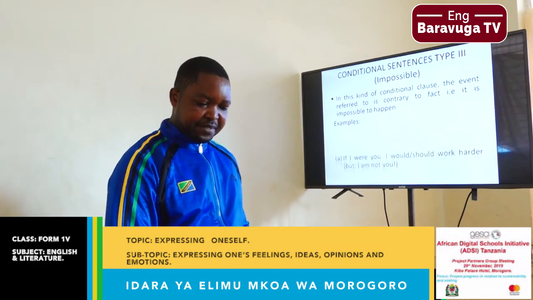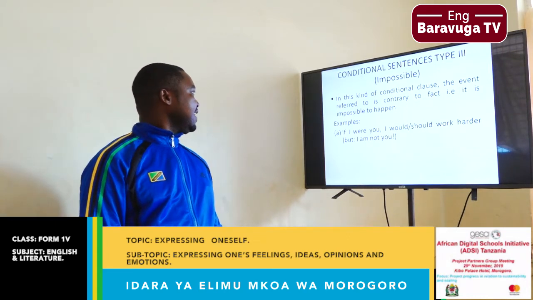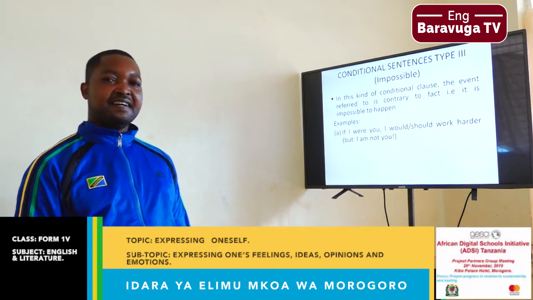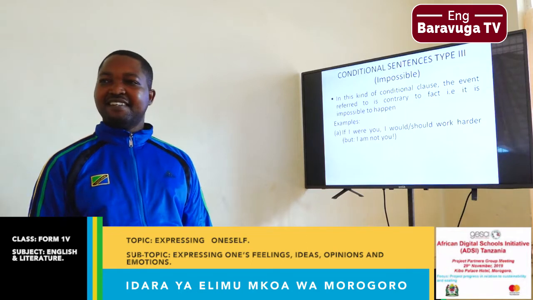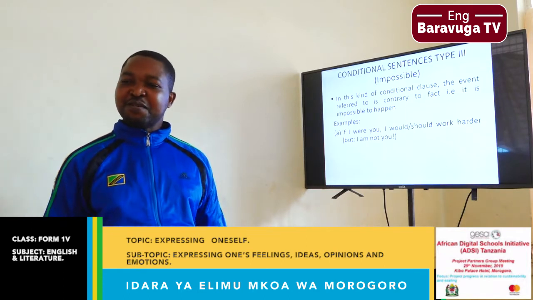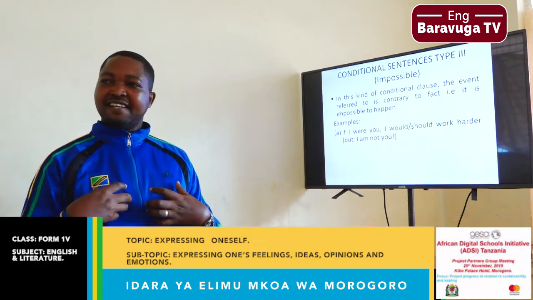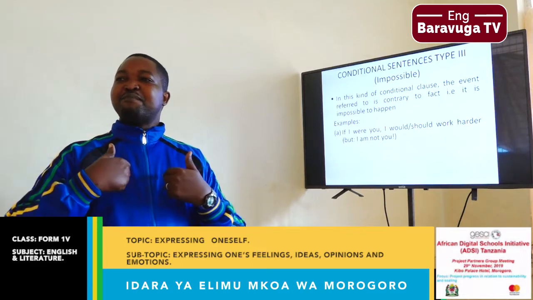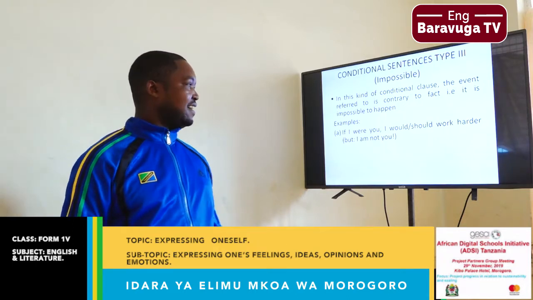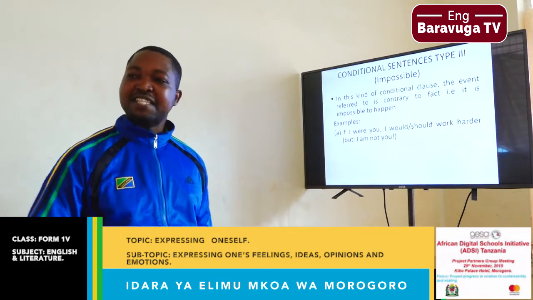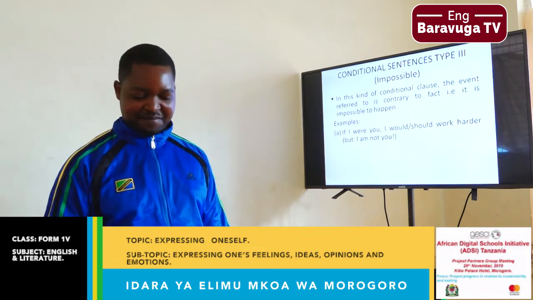We have a few examples here to show conditional sentence type 3. If I were you, I would or should work harder. But I'm not you. You're talking about an assumption. If I were you, but you cannot be me. So there is no possibility for you to change to be me. It's impossible.